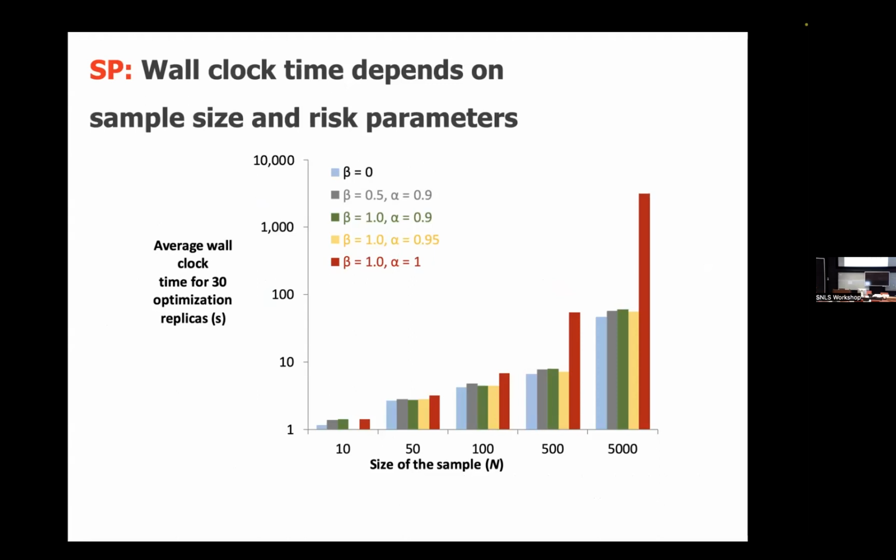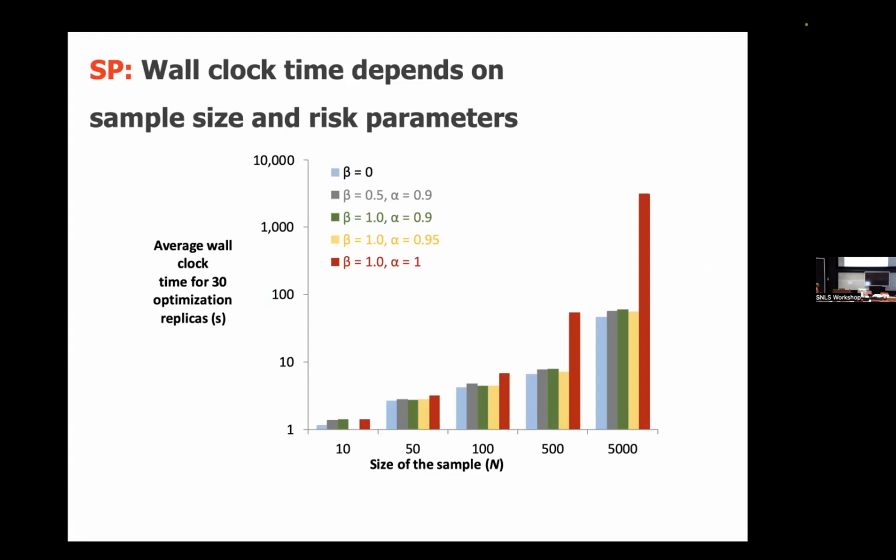And what we see is that this case is when you are maximizing the worst profit with stochastic programming. As the size of the sample increases, it becomes really difficult for the stochastic programming to optimize the worst profit.